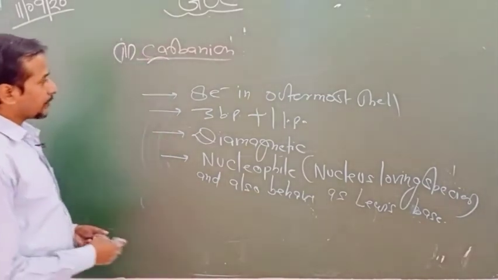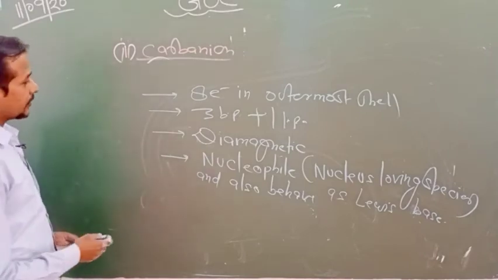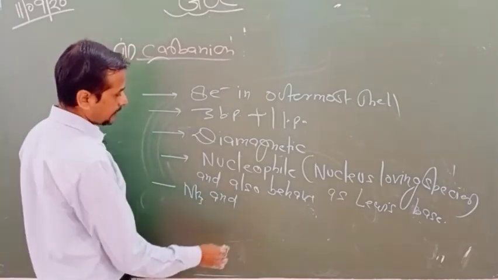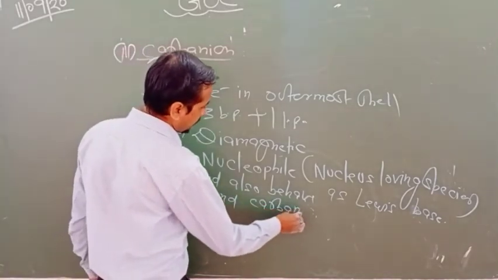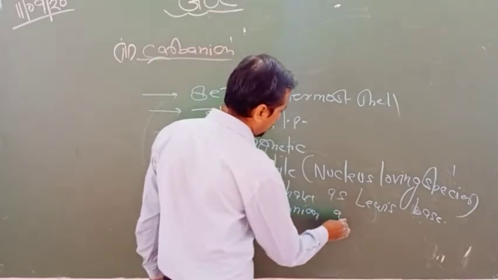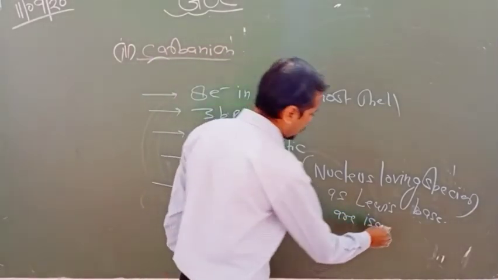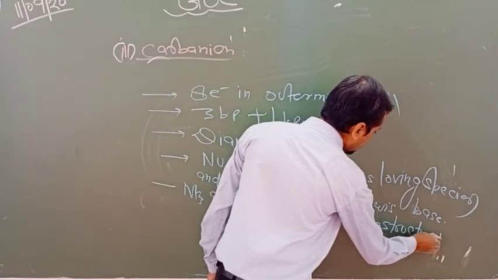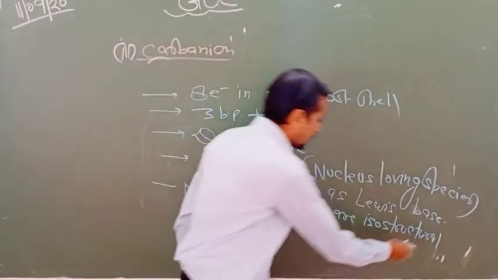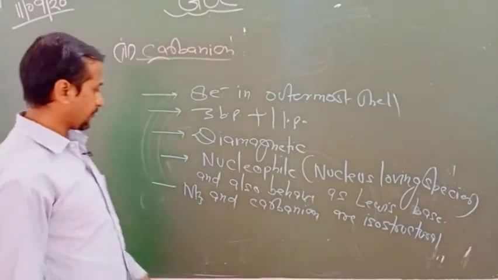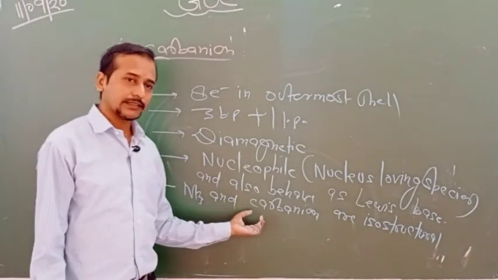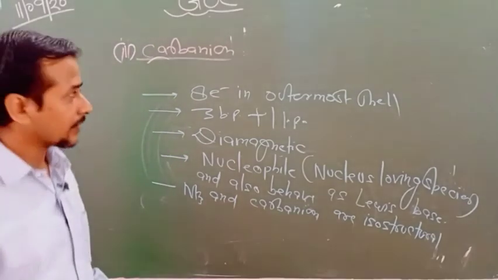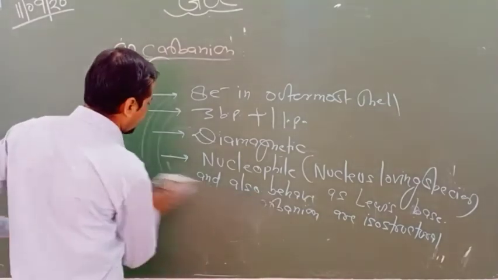So these are some basic properties related to carbanions. One more thing, ammonia and carbanion are isostructural. Maybe one question is: write one neutral molecule which has the same structure as carbanion. Your answer is ammonia, and this is due to the same hybridization and same structure. They behave as isostructural species. So these are some basic properties which you have to know about carbanions.